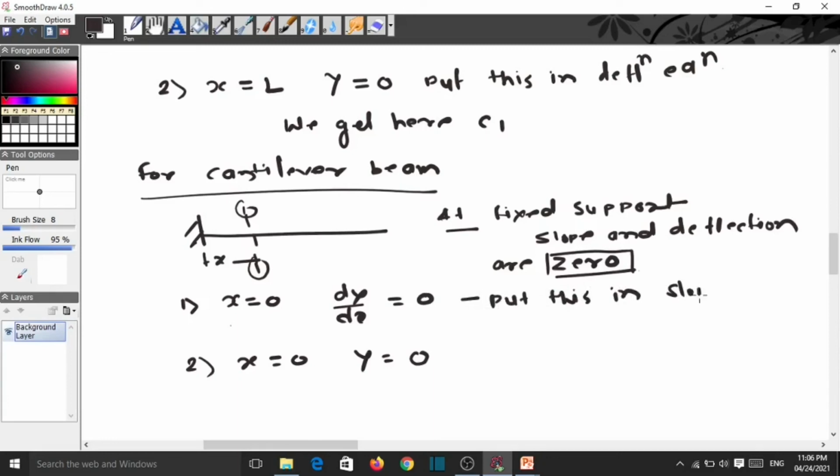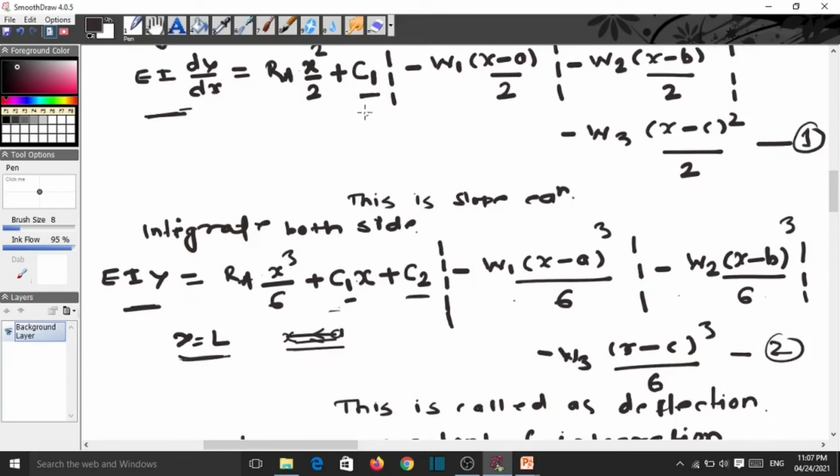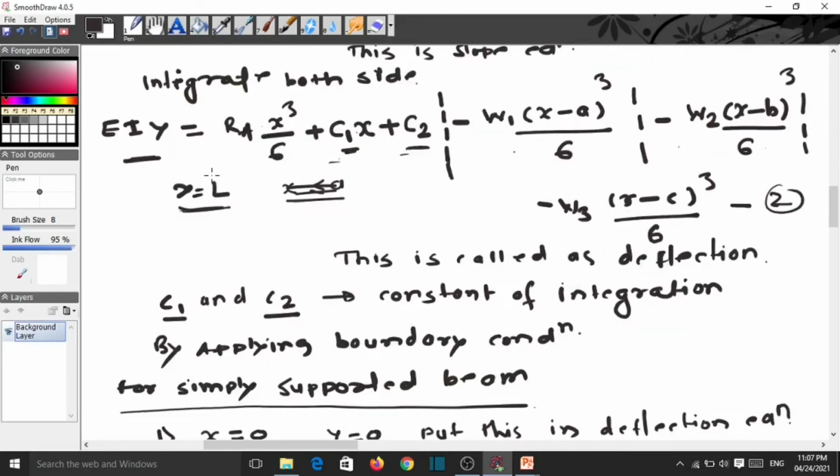By putting the first value in the slope equation, because dy by dx is the slope, and then y, the deflection, in the deflection equation, we get the values of C1 and C2. Put the values of C1 and C2 in both equations, then we can find the slope and the deflection anywhere. This is the concept of Macaulay's method.